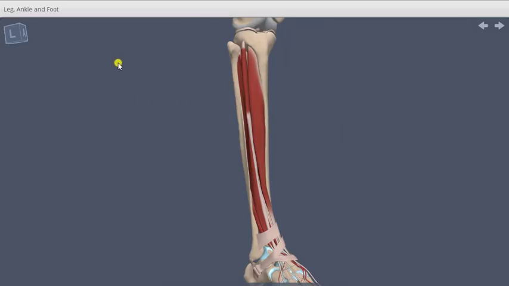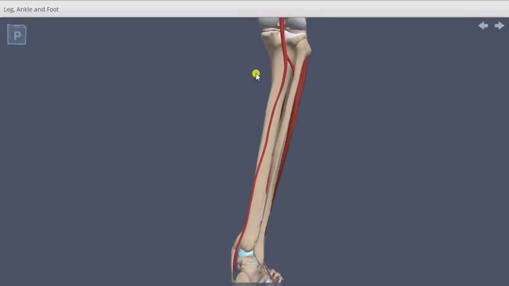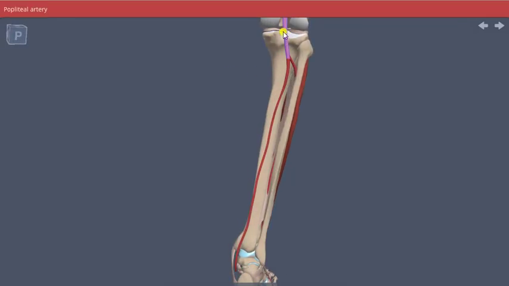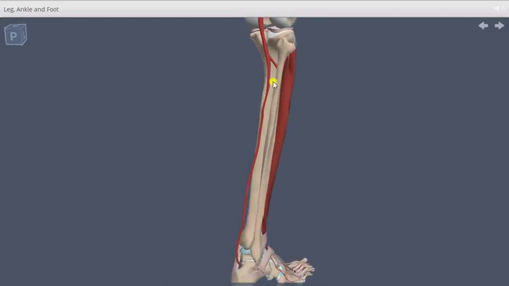The blood supply of the anterior compartment is from the anterior tibial artery. This is the popliteal artery in the popliteal fossa, which divides into the anterior tibial and posterior tibial arteries. The posterior tibial artery descends to supply the posterior compartment, while the anterior tibial artery passes through this opening in the interosseous membrane to enter the anterior compartment of the leg.